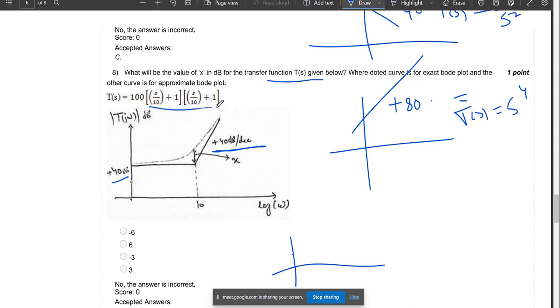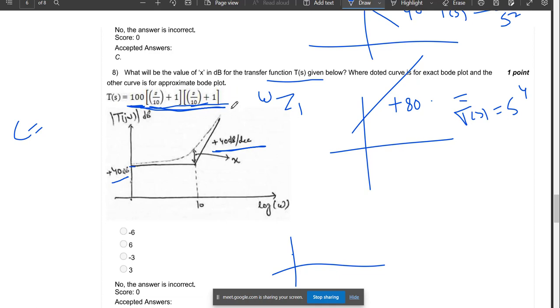And here we are adding two zeros of similar value, right? At 10 and 10 we are adding two zeros, that is omega z1, of the same value. So how much will the slope be? First look at k here, k is 100. So 20 log k gives a value of plus 40 dB, right? So it starts at plus 40, and at 10 both are of the same value, so plus 40 dB per decade.